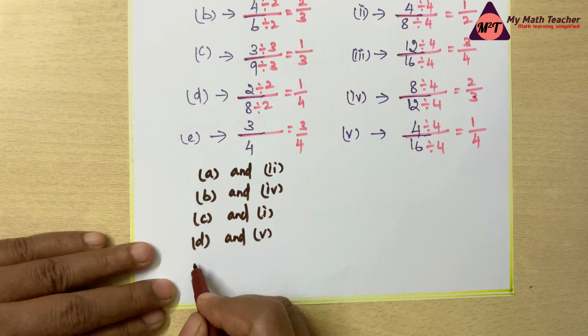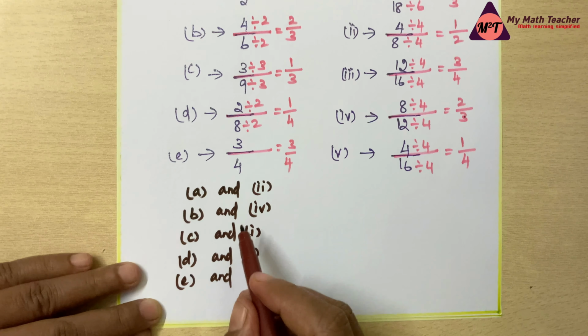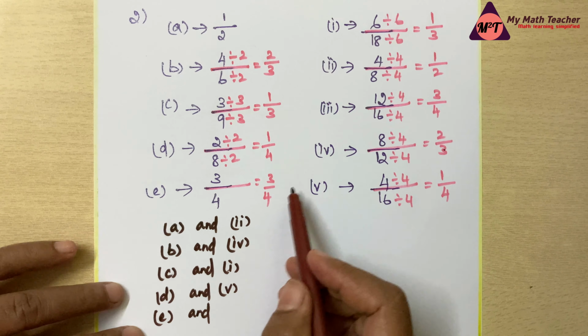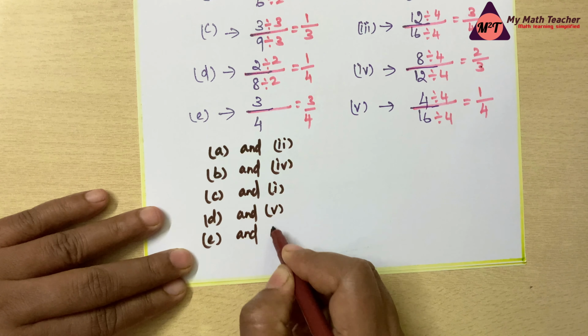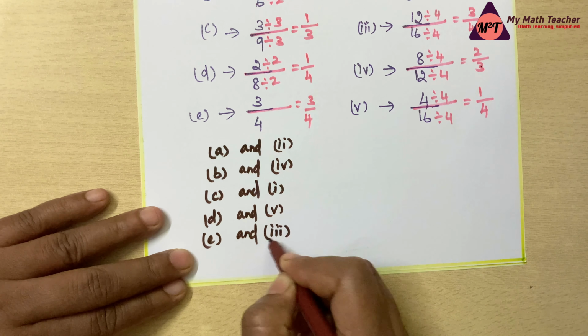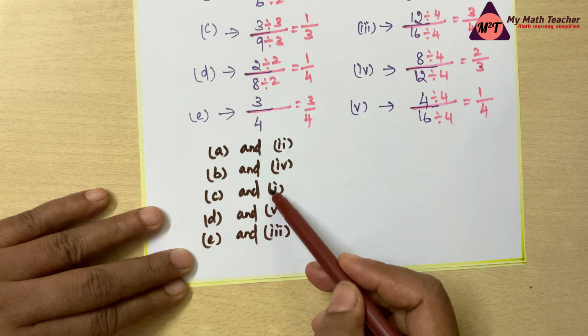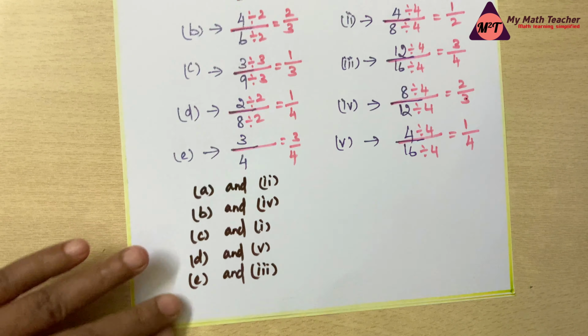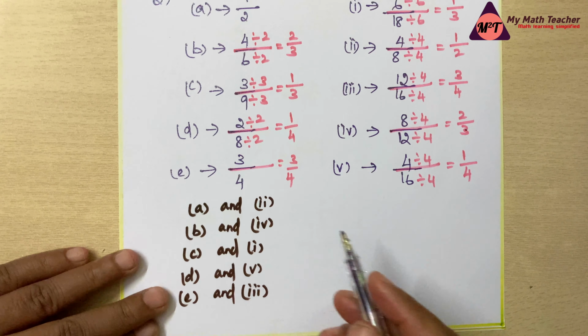Okay. The last one, E. E's value is 3 by 4. It is there in the third subdivision. So it is matching with the third subdivision. As you can see, all the 5 alphabets are matching with all the 5 given subdivisions. Now we can write our answer like this. The following pairs represent the equivalent fractions.